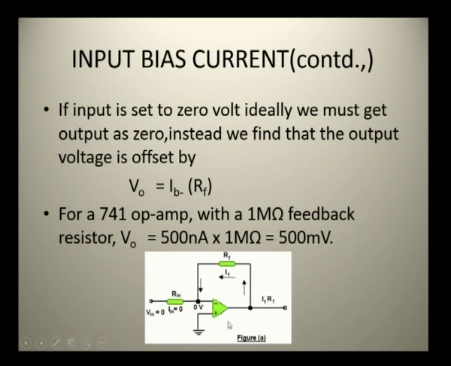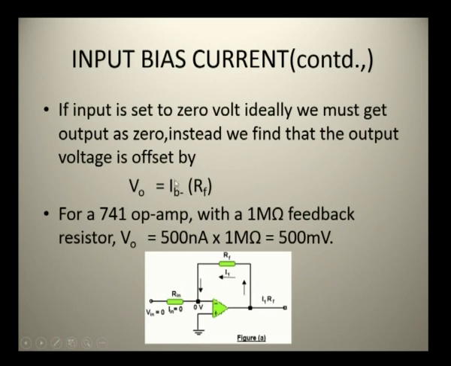This is an example of a circuit getting an output voltage even though the input voltage is 0. What may be the cause of the output voltage? It is nothing but the input bias current. The output voltage is IB minus into RF. Why IB minus? Because we are making the input at the negative terminal 0 here.